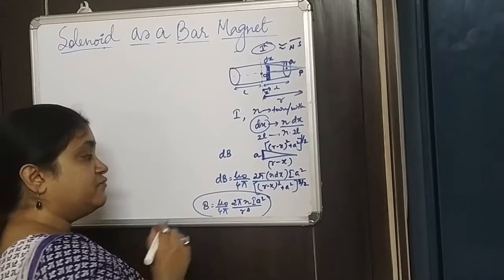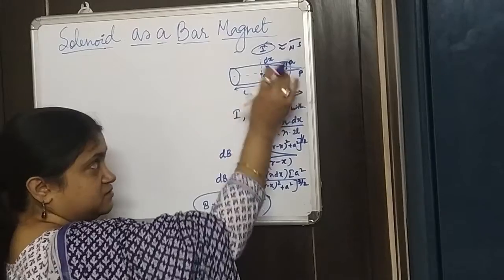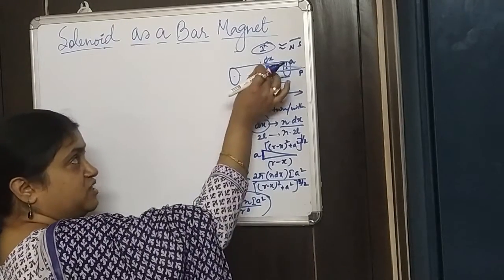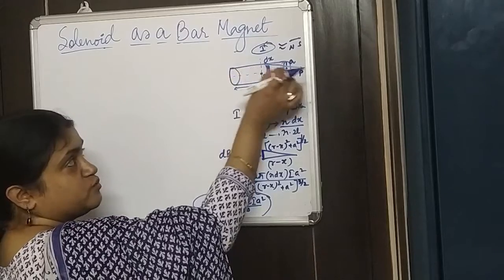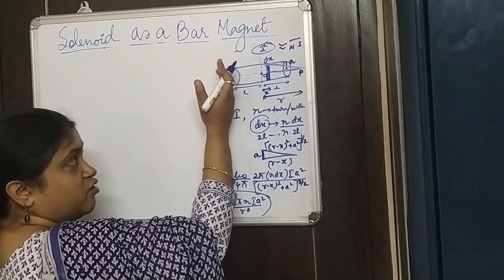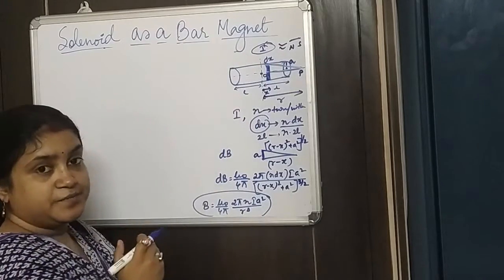Now, when we take this for the whole solenoid, we have to imagine there are many small sections, and these sections vary from this side to this side.